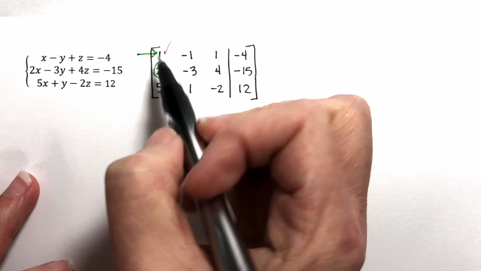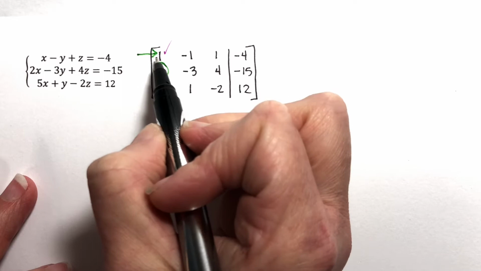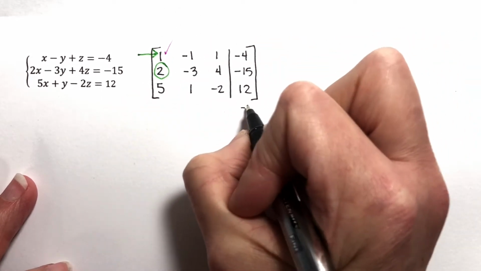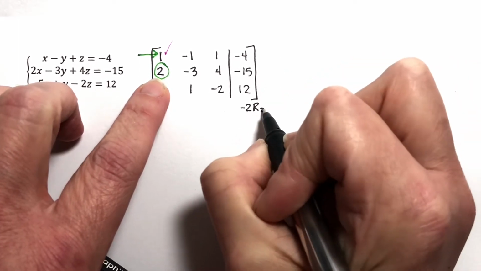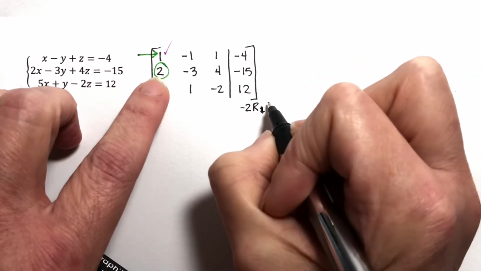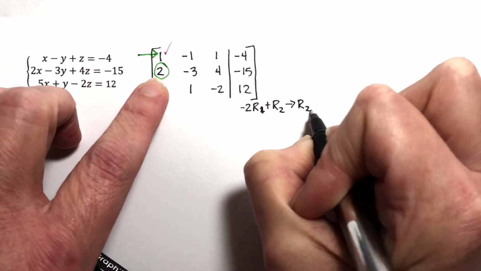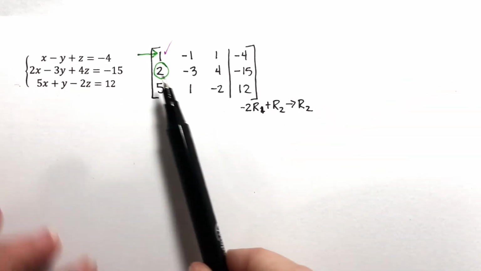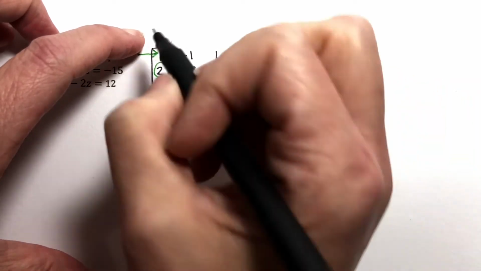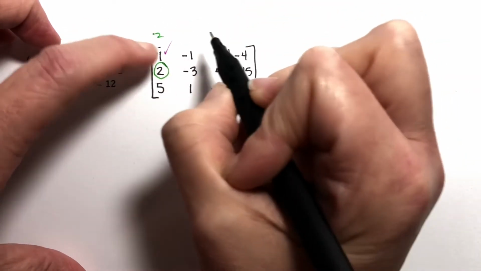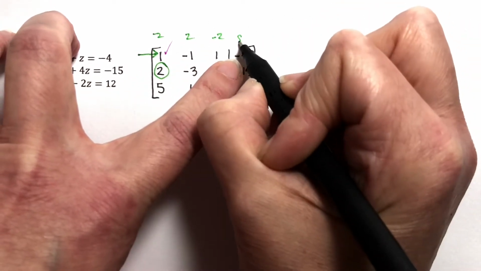Okay. Now, what do I need to multiply this by to make this go away? Well, that would be a -2, correct? So I'm going to do -2 times row 1, sorry, row 1. That's my tool row. Plus row 2, and I'm going to write it where row 2 is. Okay? So what is -2 times row 1? Well, that would be -2, +2, -2, and +8.